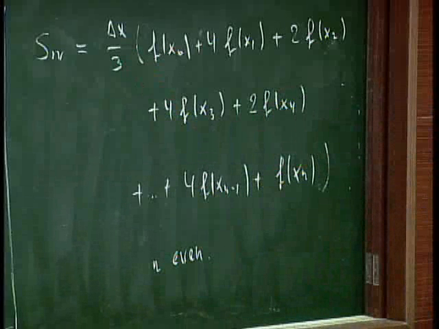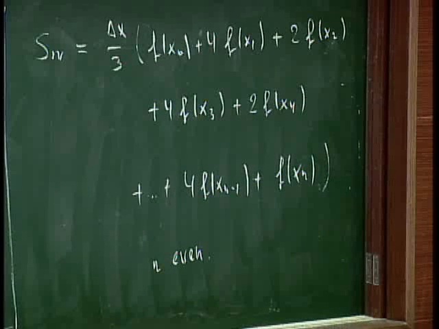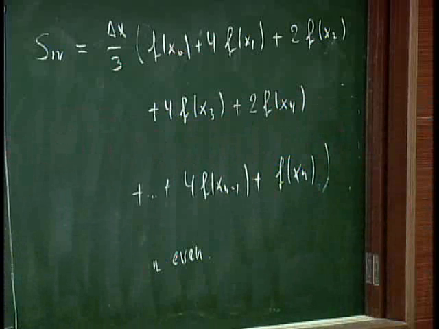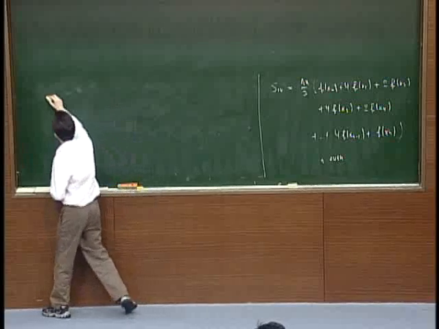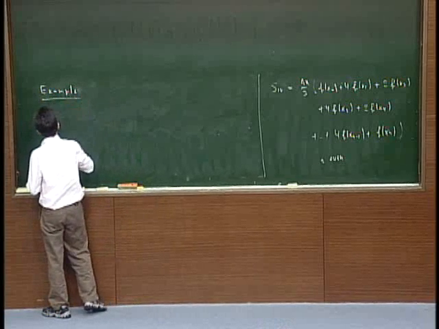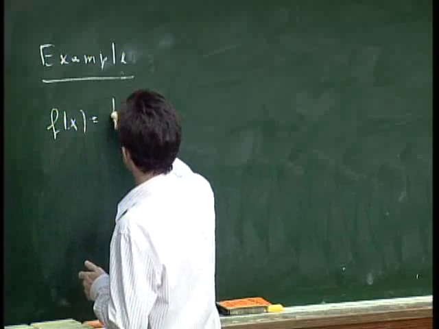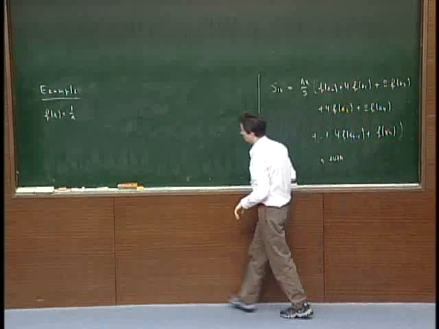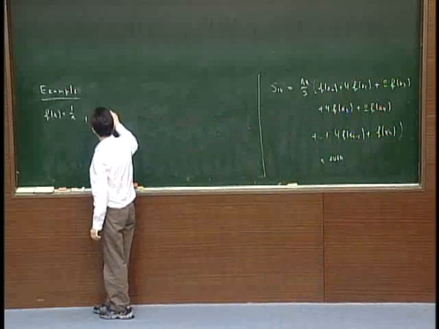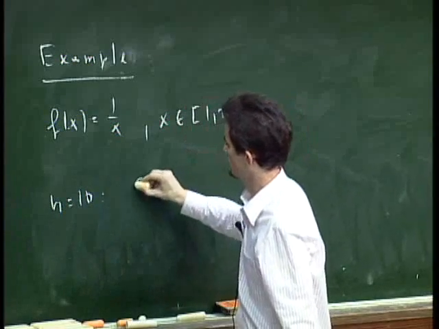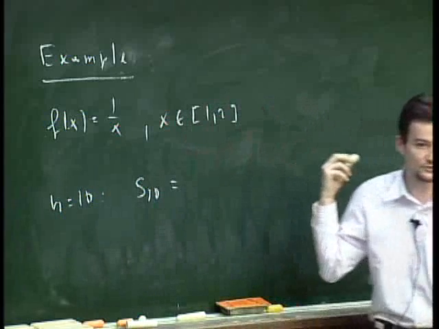You use this in order to compute the approximation for a given integral. So maybe let's go back to our toy example and check out what this rule gives us. So again, our function is f of x equal to 1 over x, and you choose here n equal to 10, so you have n as 10, you just plug it into this formula.